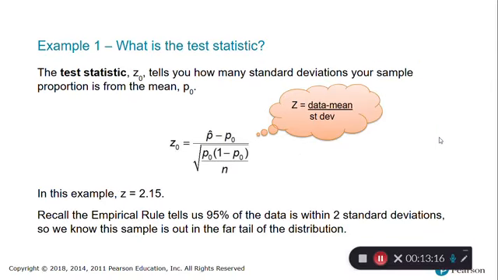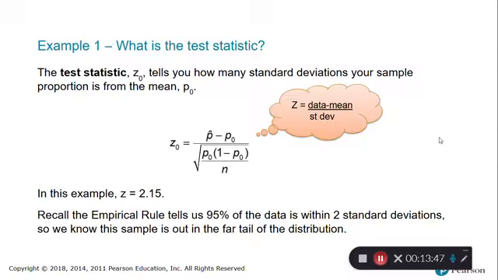Let's look a little bit more at that test statistic, Z naught. This tells us how many standard deviations our sample proportion is from the mean P naught. Okay, so we have P naught right in the middle, that's our mean. And then our sample statistic, P hat, is usually a little bit to the left or to the right of that. Z naught, our test statistic, is telling us how many standard deviations away our sample proportion was, okay? And we can see the calculation for that here.